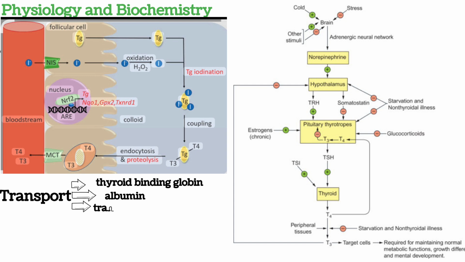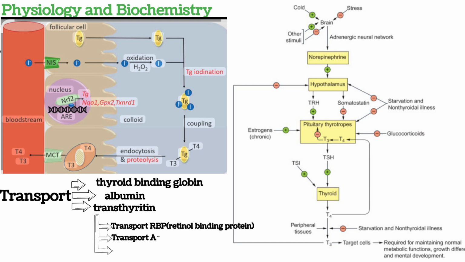So transport of the thyroid hormone into the blood is done via three proteins: thyroid binding globulin, albumin, and transthyretin. Transthyretin also transports retinol binding protein, and it also transports amyloid beta from brain to liver. Its misfolding will lead to amyloidosis.